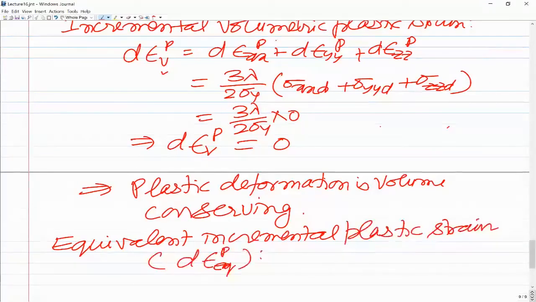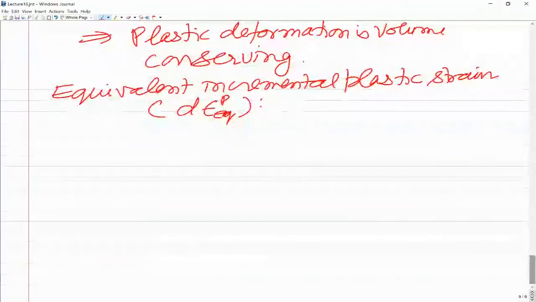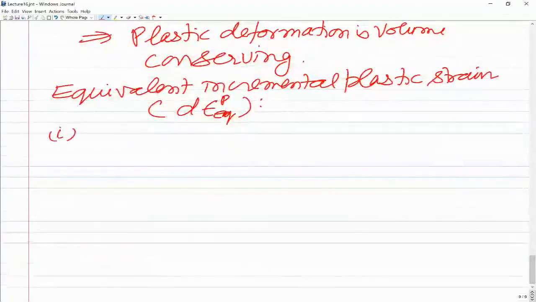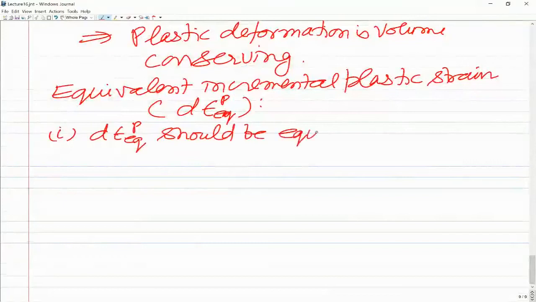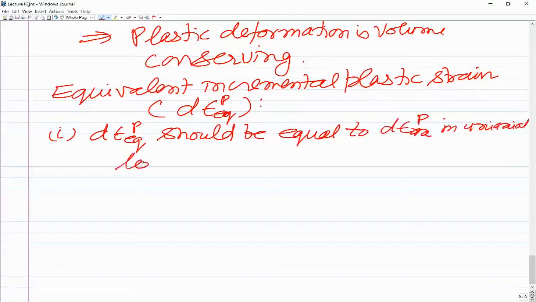When we define this quantity, we have two requirements. One is that d of epsilon equivalent p should be equal to d of epsilon xx p in uniaxial loading. So we want to define it in such a way that for the uniaxial loading case, the d epsilon equivalent p is equal to d of epsilon xx p in uniaxial loading.